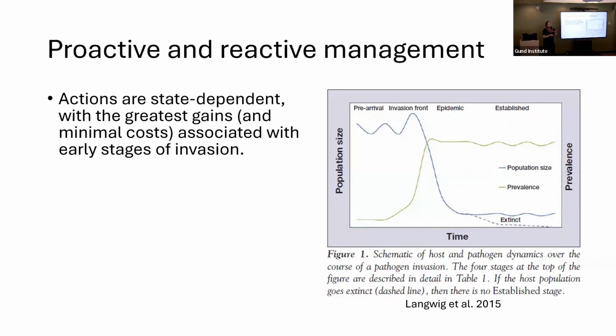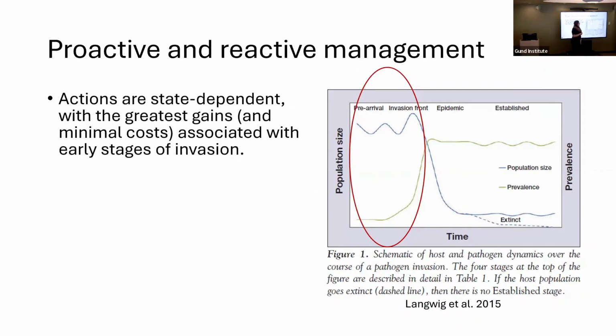And the actions that we might consider taking are typically state dependent. You would do certain things if you were trying to prevent something from arriving, and different things if you were coping with something that was already established. So this figure here just shows a schematic of a theoretical host and pathogen population, where the pathogen is invading very early in the time series, and the host has some type of typical fluctuation.